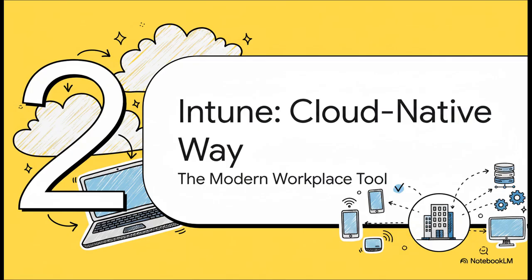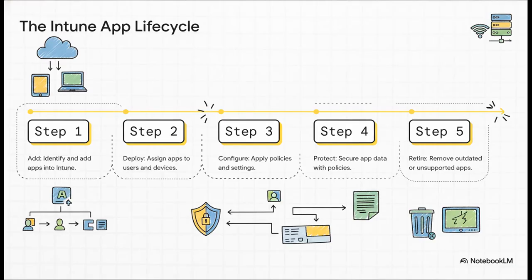You can think of Intune as the modern cloud-native solution. It was literally built from the ground up to handle the chaos of today's hybrid workplace. Intune uses a really clear, structured, 5-phase lifecycle for managing apps. It's a whole journey. You start by adding the app. Then you deploy it out to people, you configure it with all your settings, protect the data inside it, and finally, when it's time, you retire it. See, it's a complete start-to-finish process.